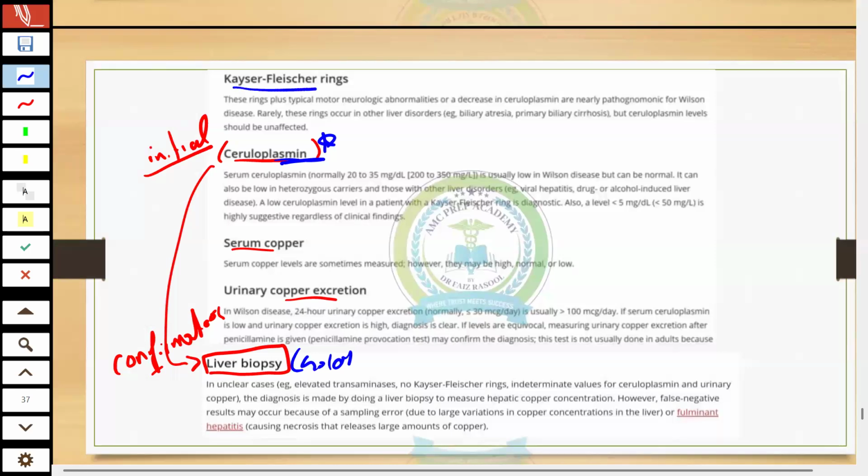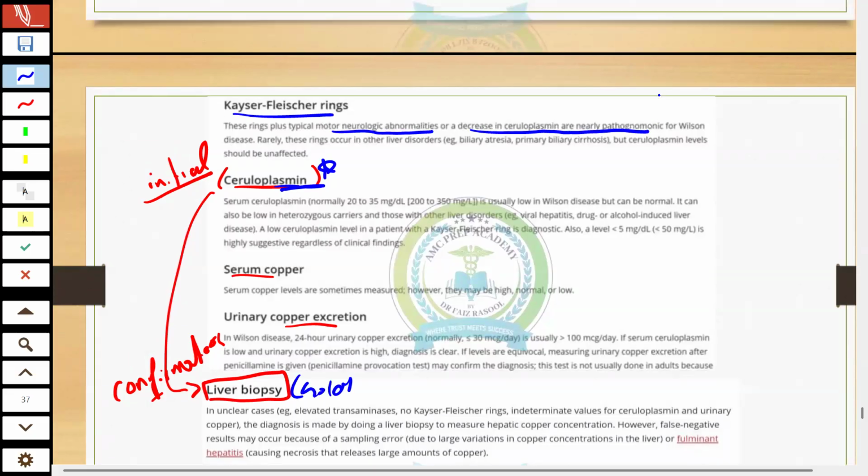So Kayser-Fleischer rings, these rings plus typical motor neurological abnormality and decreased serum ceruloplasmin are nearly pathognomonic for Wilson disease. Rarely these rings occur in other liver disorders, like primary biliary cirrhosis as well, but ceruloplasmin level should be unaffected. So basically ceruloplasmin level is affected in case of Wilson disease. Okay.